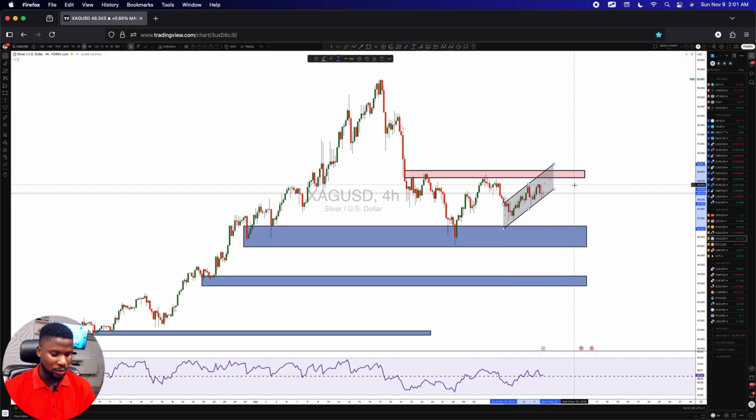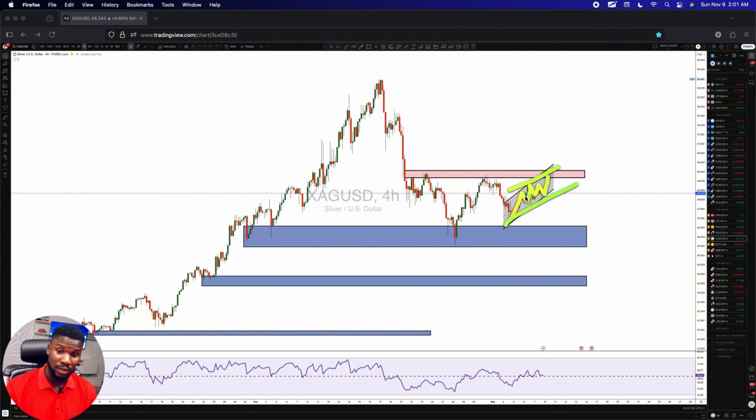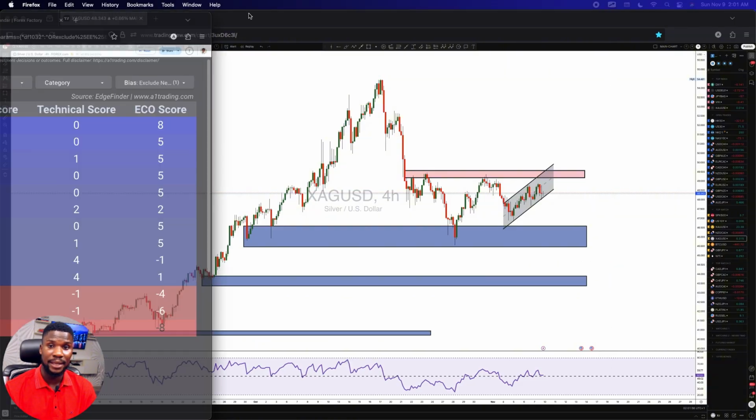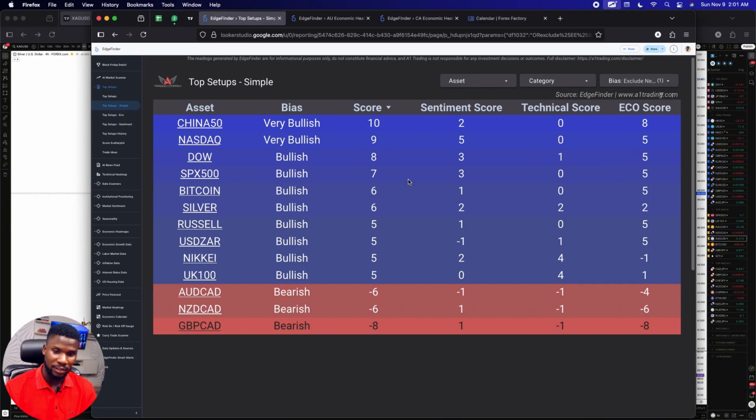We have this particular channel right there, a bullish channel, so to speak. It's kind of fading, but let's just watch out. It's not as sporadic as this. It's more like a very slow grind of momentum inside that tiny little channel right there. Based on what Edgefinder is suggesting right here, it's quite bullish. Score of 6, silver bullish, score of 6.